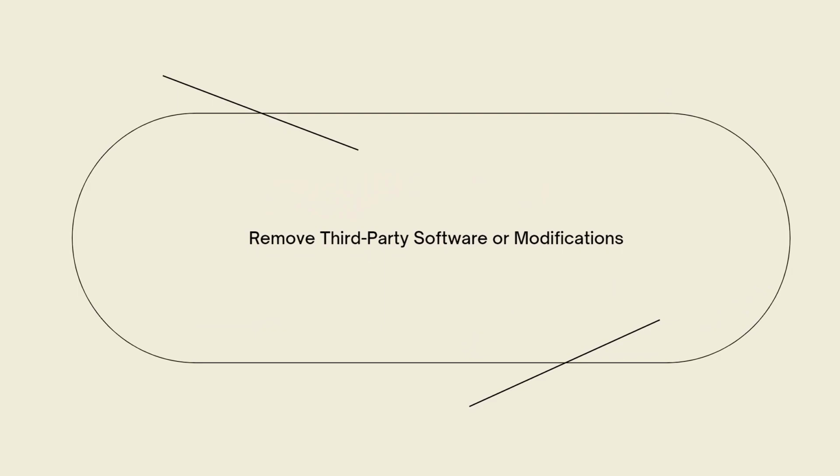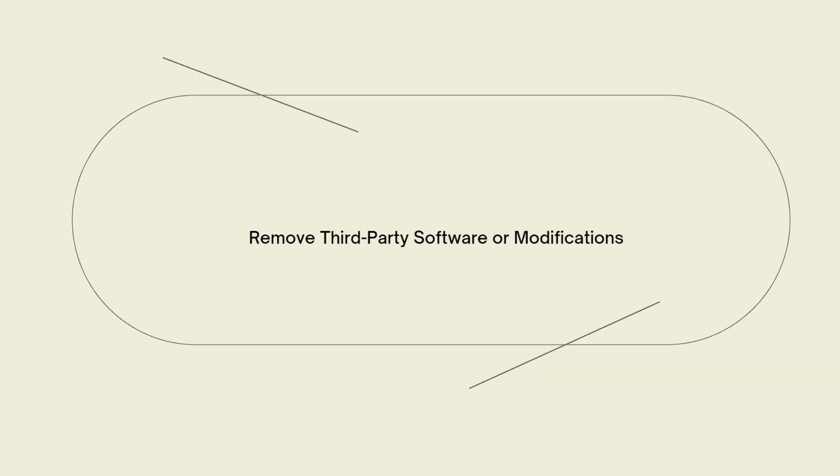Remove third-party software or modifications. If you have installed any unauthorized or modified software on your device that may interfere with the App Store and iTunes, remove them. Jailbreaking or using unofficial software can lead to account disablement. Restore your device to its original settings and ensure that you are using Apple approved software.